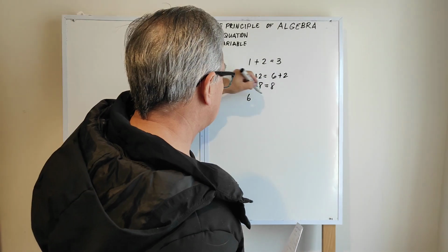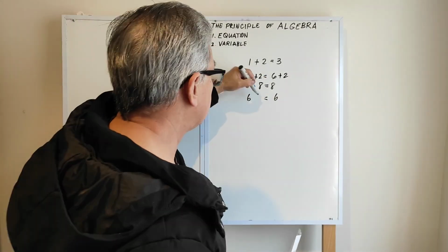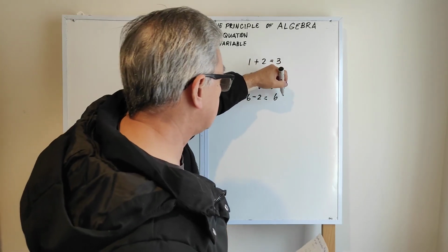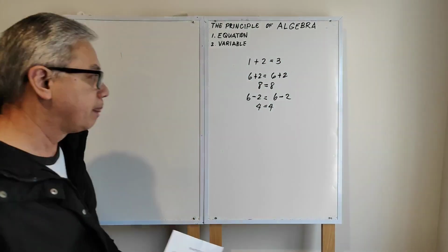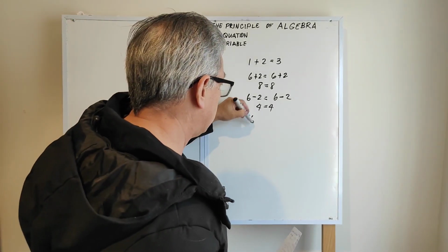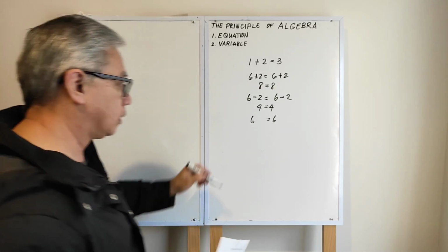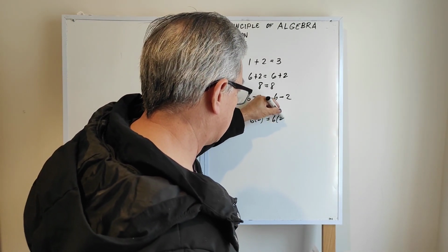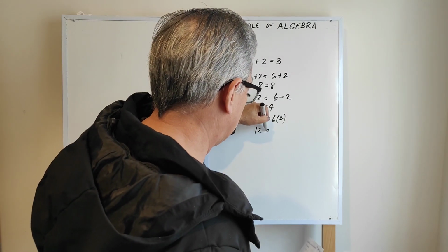Let's say another example. 6 is equal to 6. If we subtract 2 on the left side, we need to subtract 2 on the right side to make them both equal. Okay, same number. 6 is equal to 6. If we multiply the left side by 2, we have to multiply the right side by 2. And it will be equal.